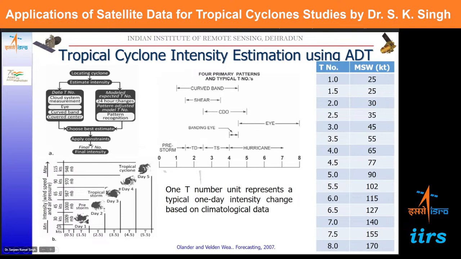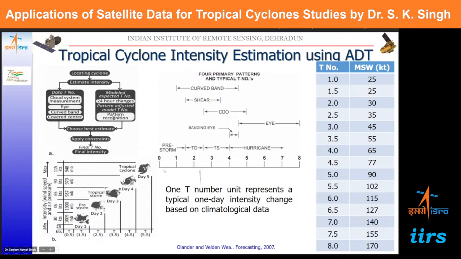At the same time, they have assigned the model expected T number by analyzing the 24-hour trend. Using the previous 24 hours, how the intensity is changing, they have modeled it, and then assigned the model expected T number. The model expected T number is the intensity estimate from the 24-hour old final T number and the determined intensity trend. Then they have given the pattern T number.